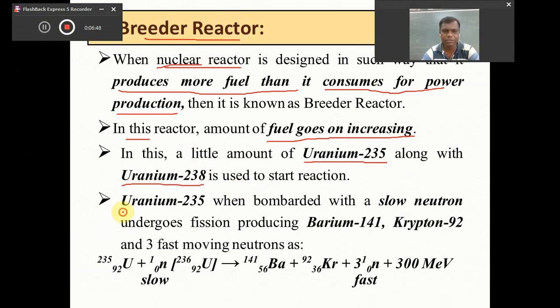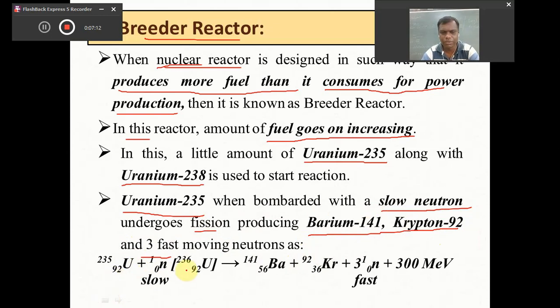In this case, what happens is the uranium 235 is bombarded with a slow neutron. It undergoes fission. Definitely it will break down into two nuclei. One is barium 141, another one is krypton 92, and at the same time it produces three fast moving neutrons and a large amount of energy. Here we can see the reaction.